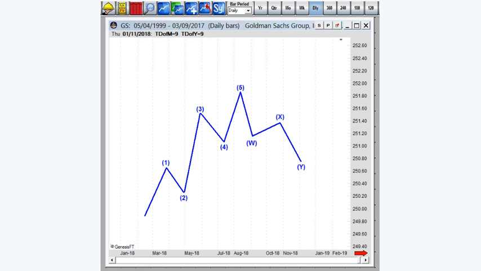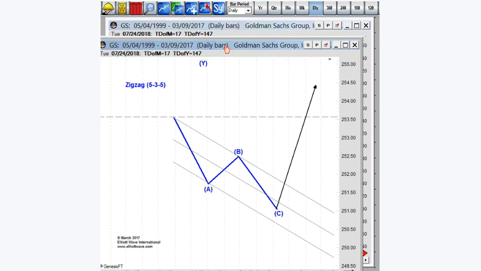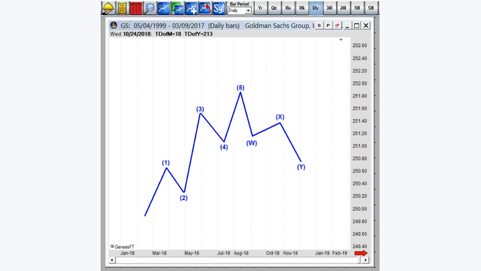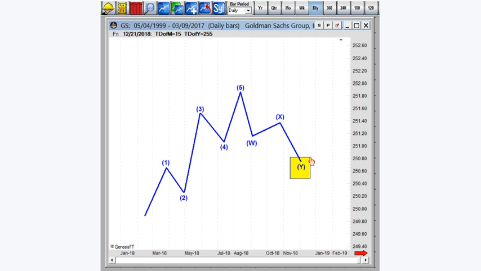In other words, utilizing the zigzag, you'll have an ABC for W, then you'll see another counter-trend move, and then another ABC decline. So can this final move, wave Y, be that of a triangle? Yes, it can. And there's a great example of that in the book Elliott Wave Principle by A.J. Frost and Robert Prechter. So great question there.